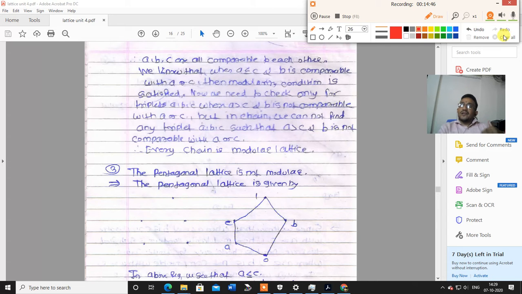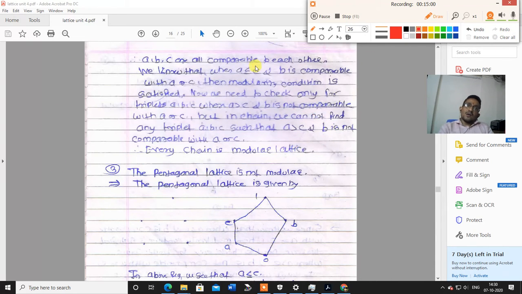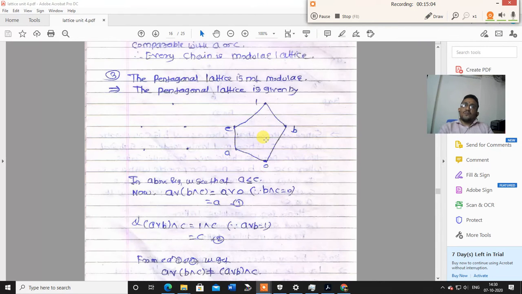Okay, but in a chain we cannot find the triples A, B, C that satisfy the given condition. Therefore, we can say that every chain is a modular lattice. Okay, which is important here. We can say that every chain is a modular lattice. Next, you have to show that the pentagonal lattice is not a modular lattice.